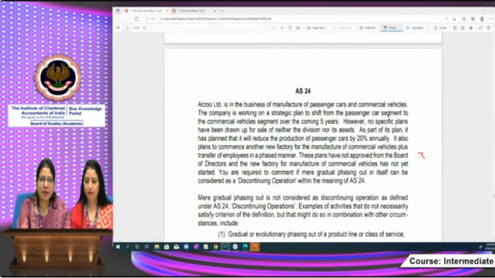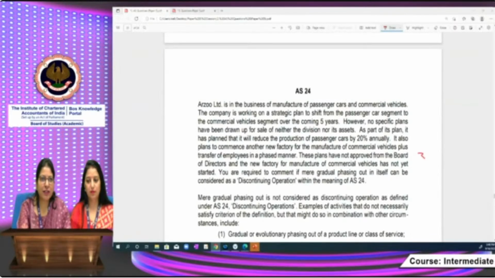Now, under the accounting standard, for any business operation to be justified into the category of discontinuing operation, it must be through a single coordinated plan. The particular business should be discontinued through a single coordinated plan. But it may be gradual.